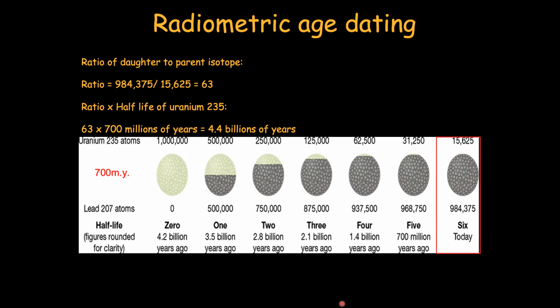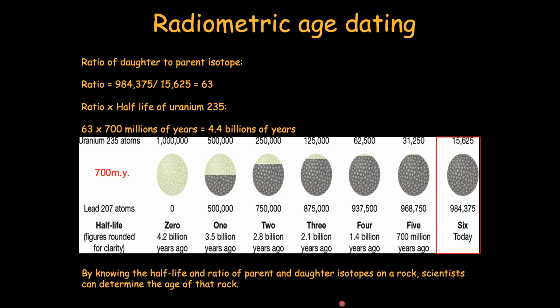So scientists can determine the age of rocks found on the crust of our planet, on Earth's crust, the outermost layer of our planet, by knowing the half-life and the ratio of parent and daughter isotopes in a rock.